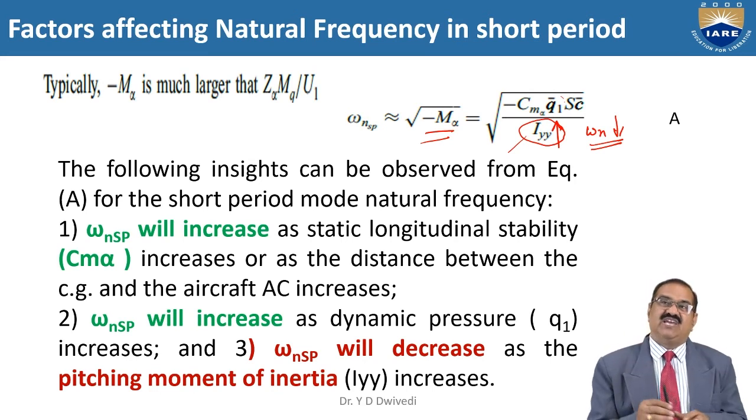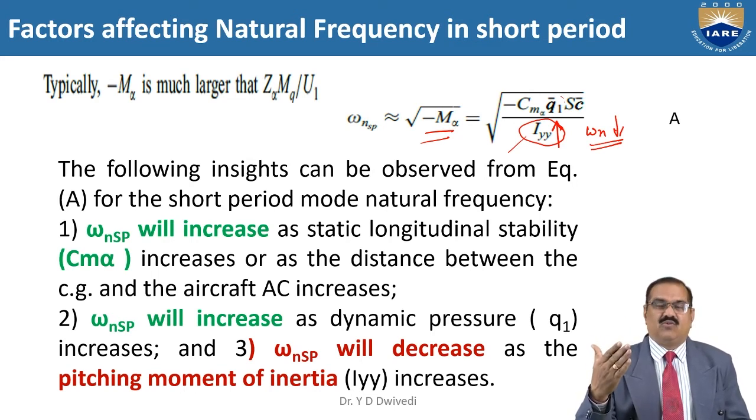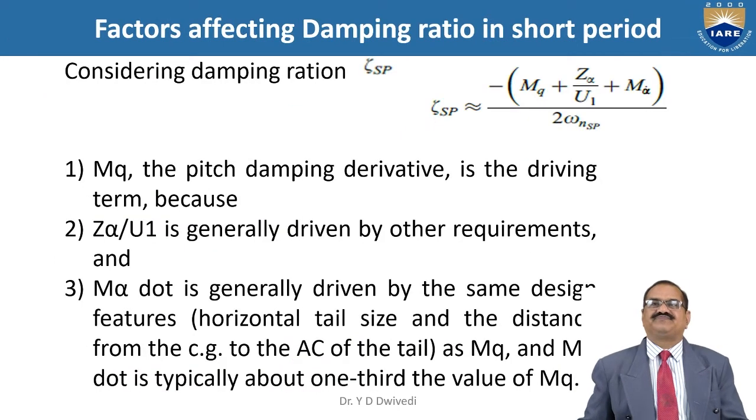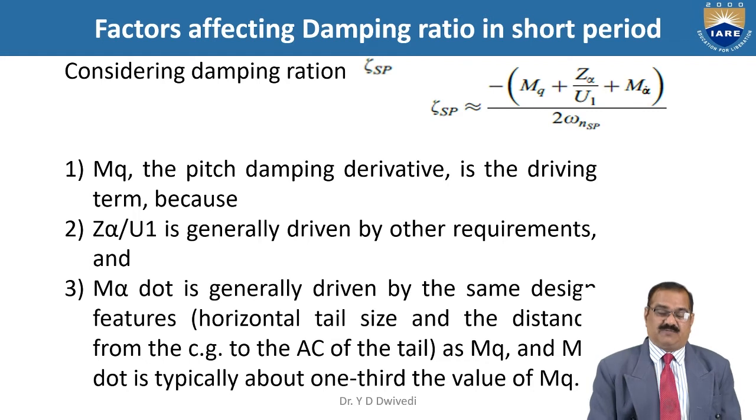Whenever you design, if you want your aircraft's natural frequency to be low, then Iyy should be high and the other parameters should be low. Okay, so like this you can. Now, factors affecting damping ratio in the short period.